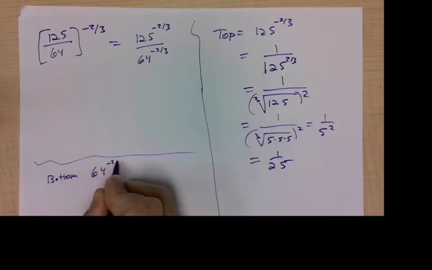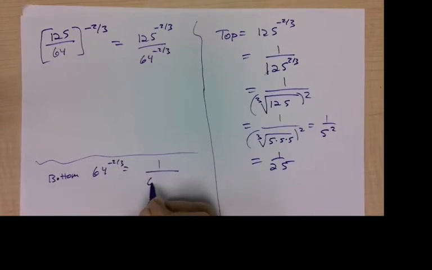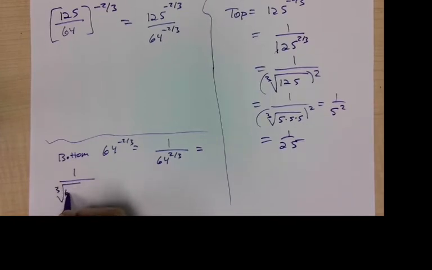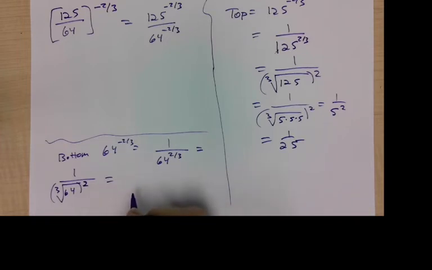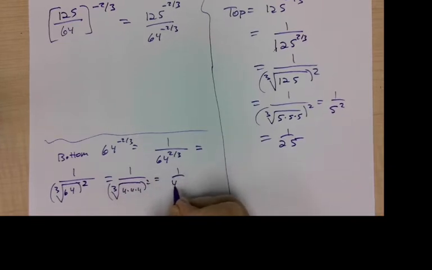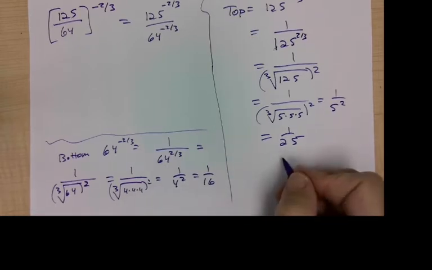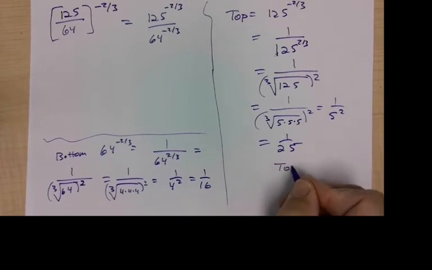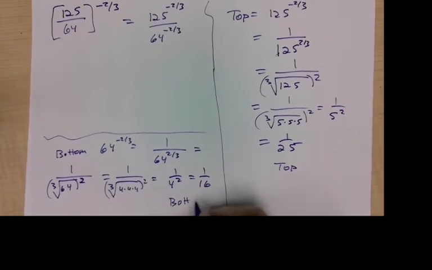The bottom is 64 to the negative 2/3, which is 1 over 64 to the 2/3, which is 1 over cube root of 64 squared. 64 is 4 times 4 times 4. Cube root of 4 times 4 times 4 squared, which is 1 over 4 squared, which is 1/16. So the top is 1/25. The bottom is 1/16.